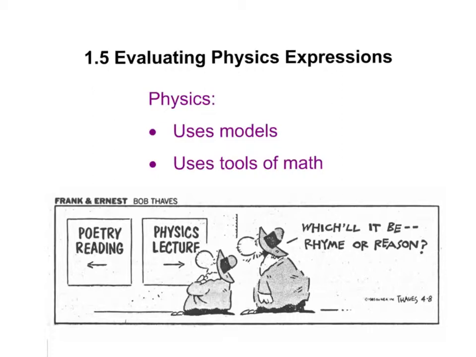We've already talked a little bit about how in physics we use a lot of models to simplify systems that are very complex. We can't analyze all of the different components at once, so we use models to simplify them. And we're going to talk in this section about the tools of math in physics. In physics, we use a lot of math tools, and they're very powerful tools, and they make it possible to study the things that we're going to study.